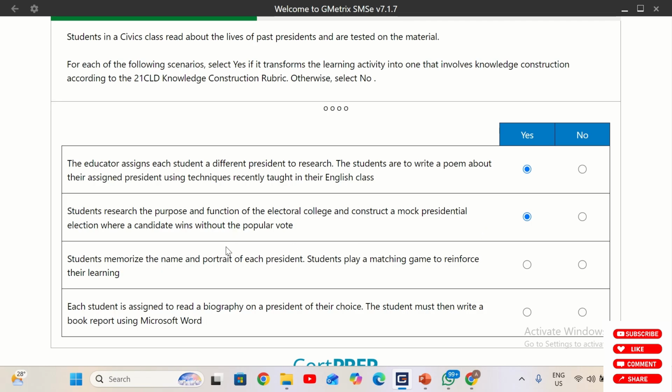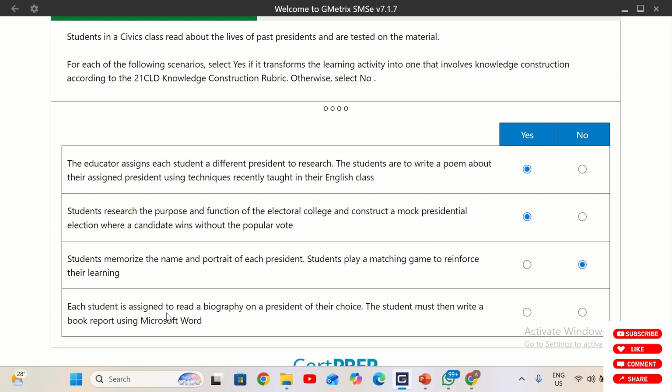So students memorize the name and portrait of each president. Students play a matching game to reinforce their learning. This is not knowledge construction. So they are not applying it, they are just reproducing the knowledge. So they are not going beyond the knowledge. They are not generating any new idea or new information or understanding that is new to them. So that is no.